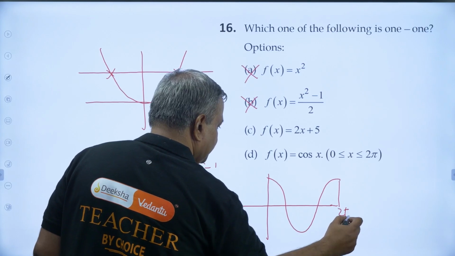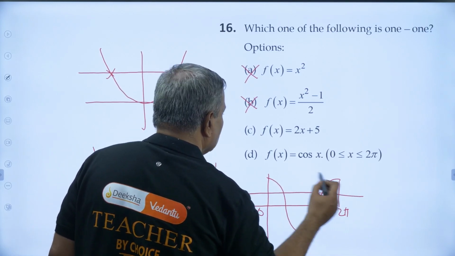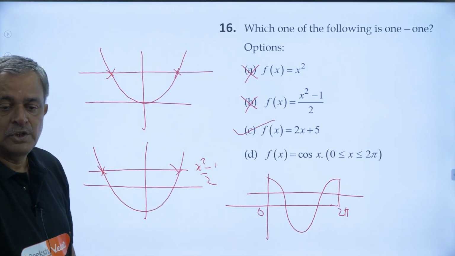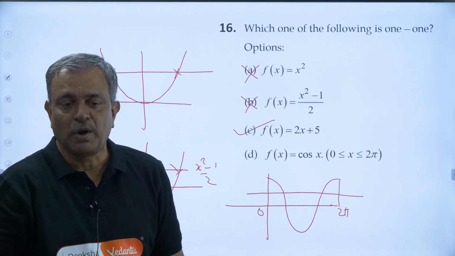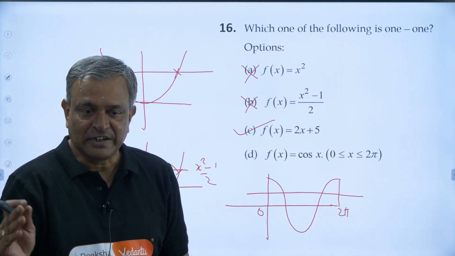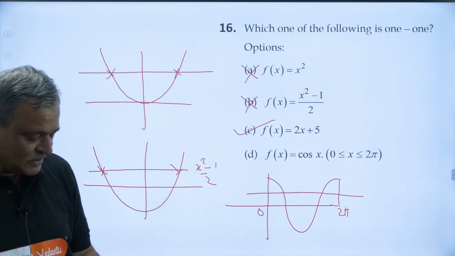Okay, this is 2 pi, and this is 0. Again, so option C is correct. So what's the concept? If you draw a horizontal line and it cuts at 2 or more points, it is not 1-1. If it cuts at only 1 point, then we say 1-1.